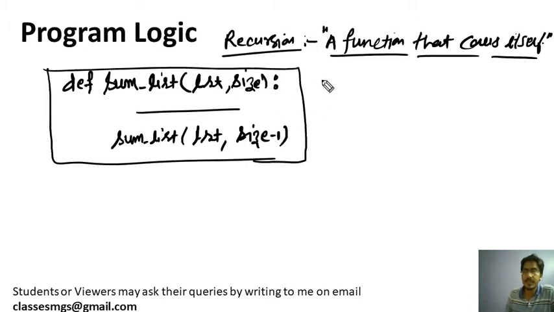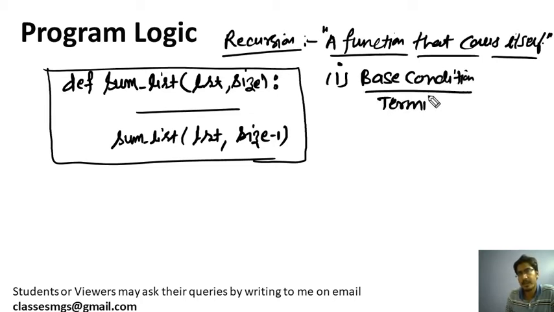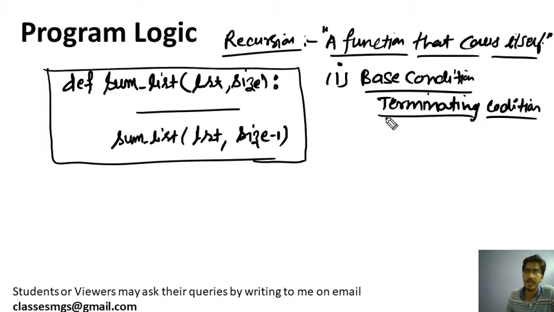Okay, in case of recursion, as I told you yesterday, there will be two conditions: the base condition, or we can say the terminating condition. Because recursion is very similar to a loop. In a loop we always write the terminating condition so that it does not become an infinite loop. Similarly we will always write the base condition or terminating condition in recursion, so that for some set of input the recursion should stop. Otherwise it will be an infinite loop.